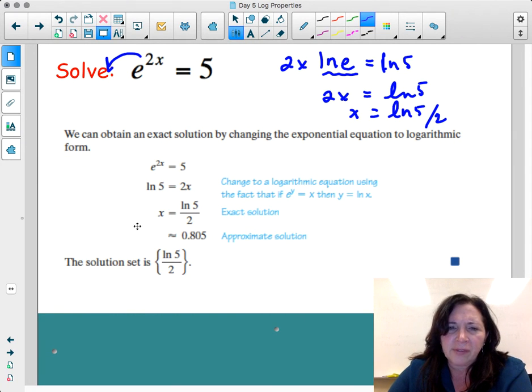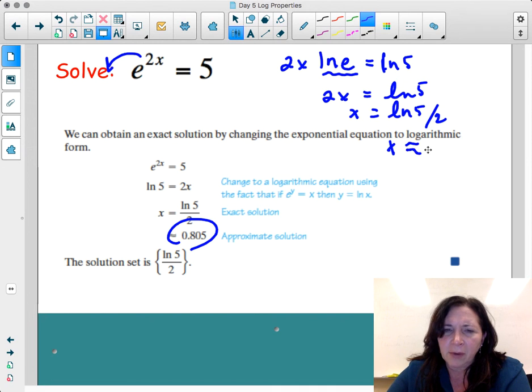So we start off, this is the same thing. It's just showing you step by step what you're doing. e to the 2x is 5. We took the natural log of both sides, and we get ln of 5 divided by 2, and actually, here's my answer. So x is about 0.805. Okay.